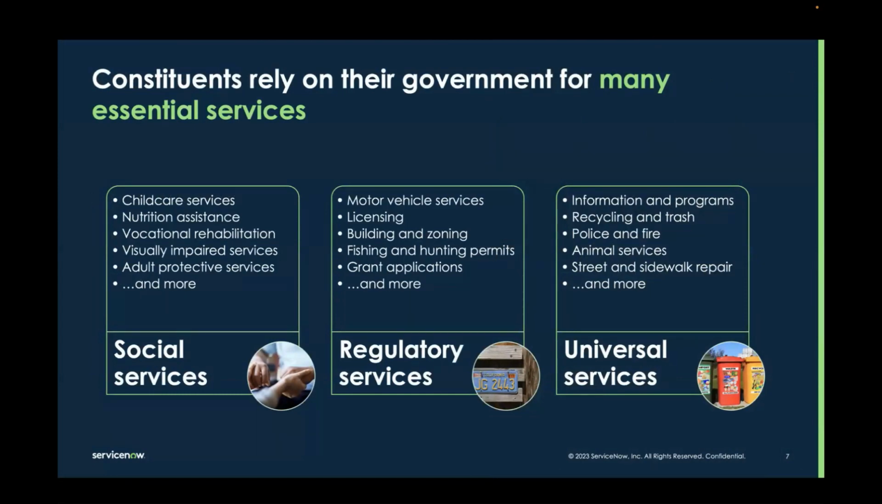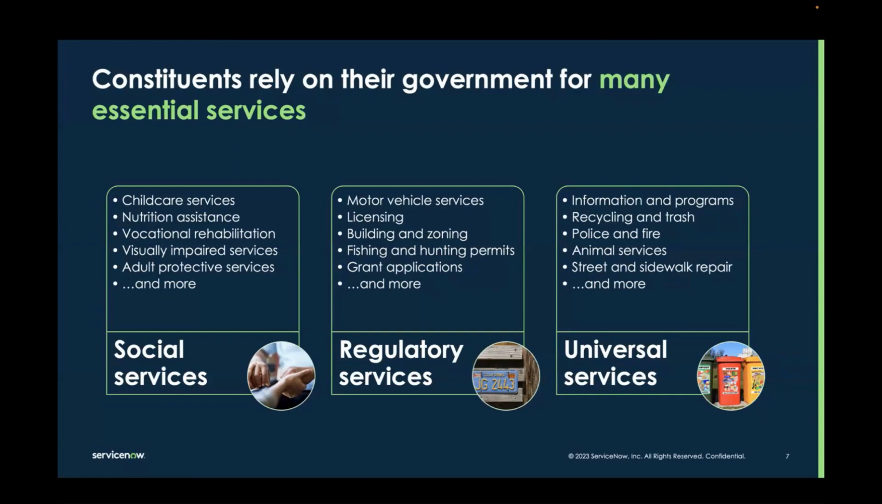So starting off with our product strategy, which is grounded in our conversations with existing customers like you. We came to realize that constituents rely on their government for many essential services. So this could be social services, so think childcare or nutrition assistance. This could be regulatory services, so things like licenses and permits and grants, or universal services, so think recycling and trash or 311.